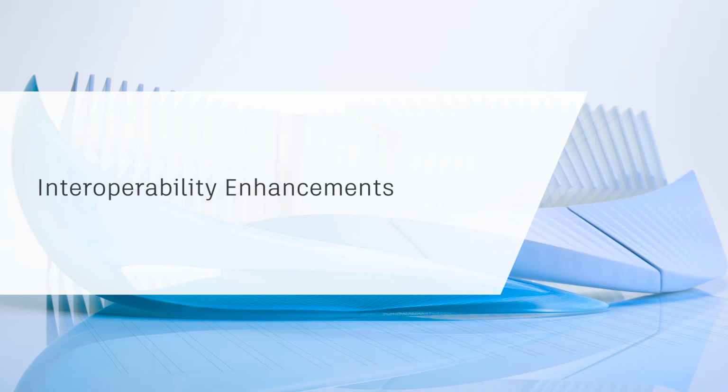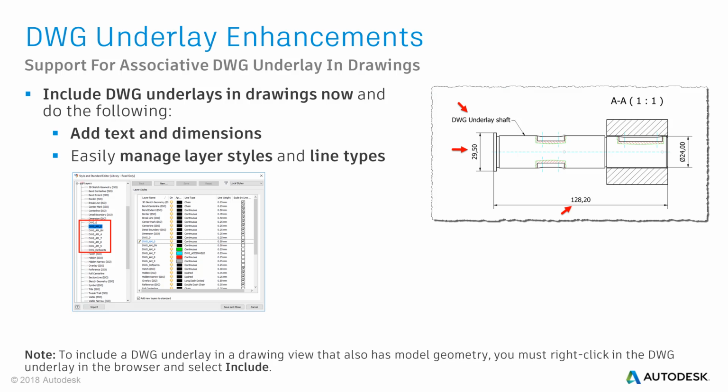The topic for the last chapter is the interoperability enhancements. In other words, what did we improve in Inventor for better collaboration with other data formats? Introduced in Inventor 2016, we further improved the associative insertion of an AutoCAD DWG file in an Inventor part file as a DWG underlay. You can now include DWG underlays in your drawings you've already been using in Inventor models.